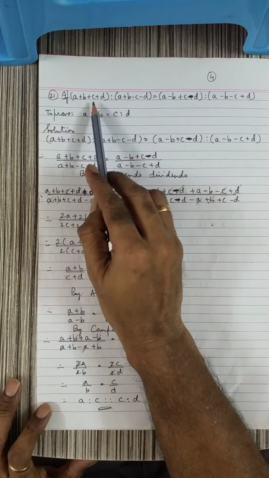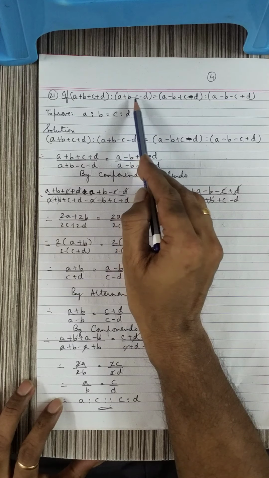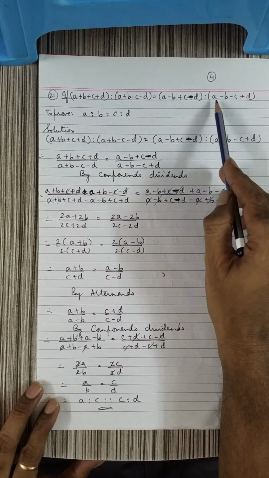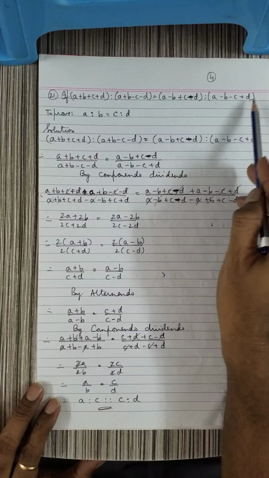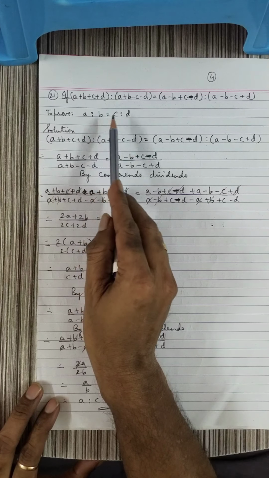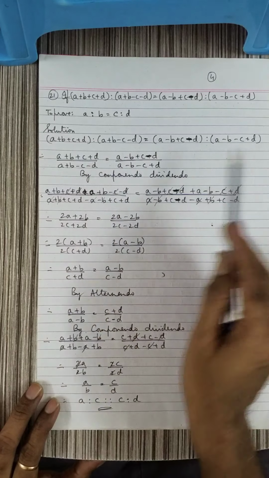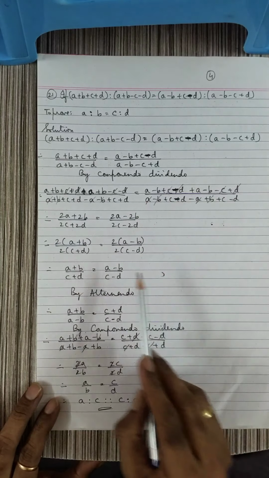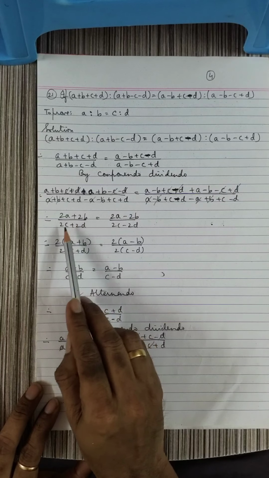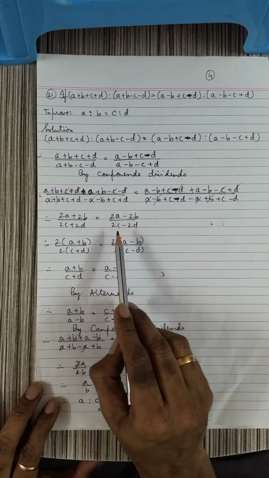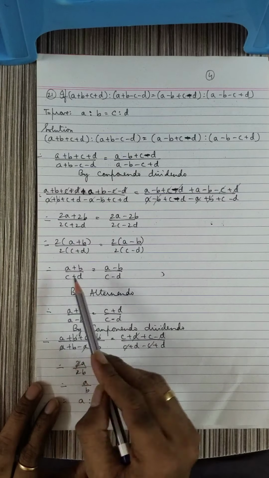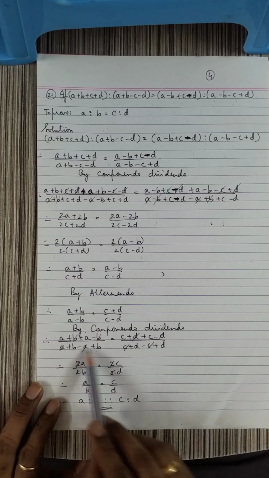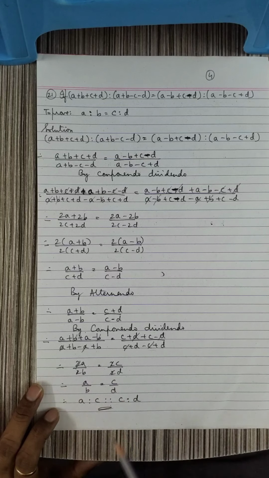A plus B plus C plus D is to A plus B minus C minus D is equal to A minus B plus C minus D is to A minus B minus C plus D. We have to prove same, A is to B is equal to C is to D. So we start with the question, write it upon form, and then directly we do componendo dividendo. We end up with 2A plus 2B, 2C plus 2D, 2A minus 2B, 2C minus 2D. Remove 2 common, and then again we do alternendo, then we do componendo dividendo, and in the end you get A upon B is equal to C upon D.